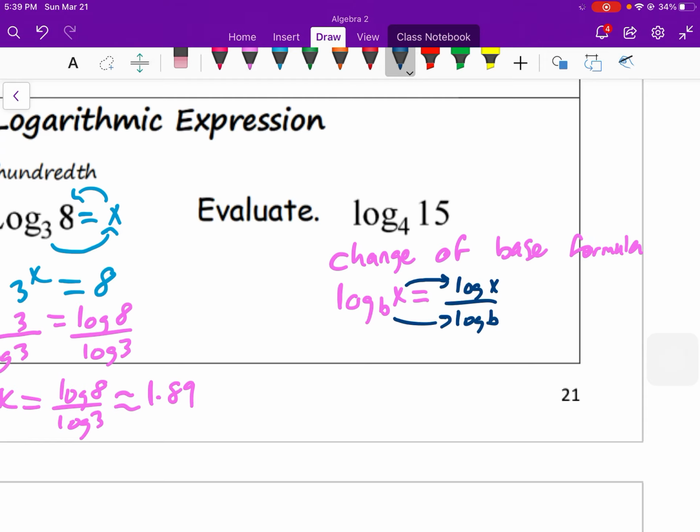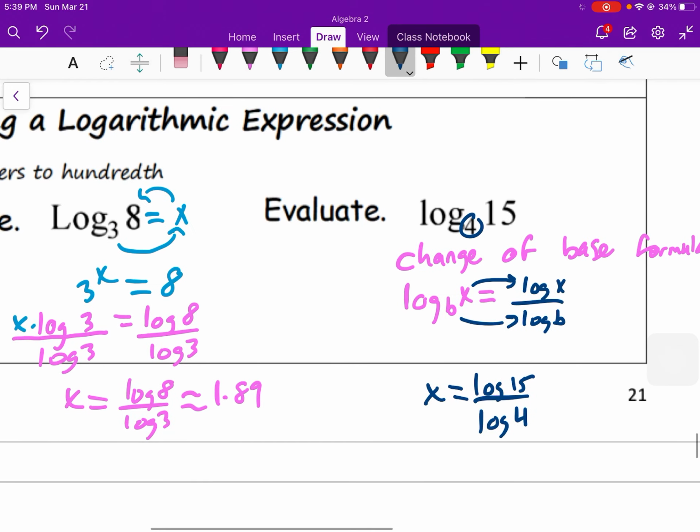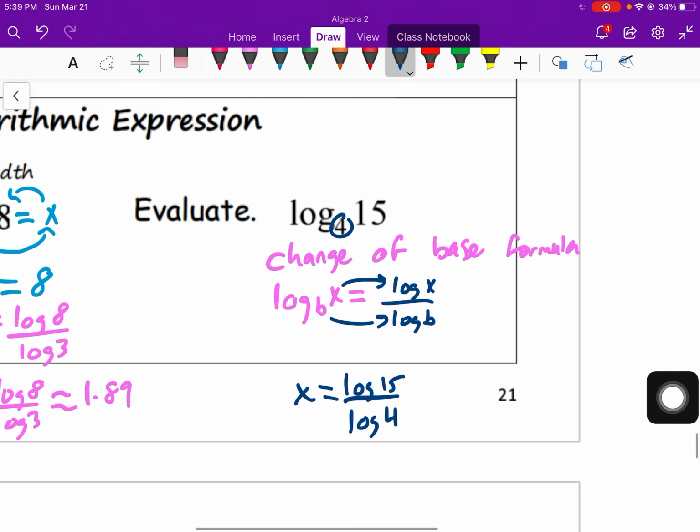So in this case, b would be 4. So you'd have x equals log of 15 on top, divided by log of 4 on the bottom. If you worked through it the other way, you would end up at the same step right here. So it's a shortcut that you can use, but I recommend using the other route for at least the beginning. And then you can approximate that.